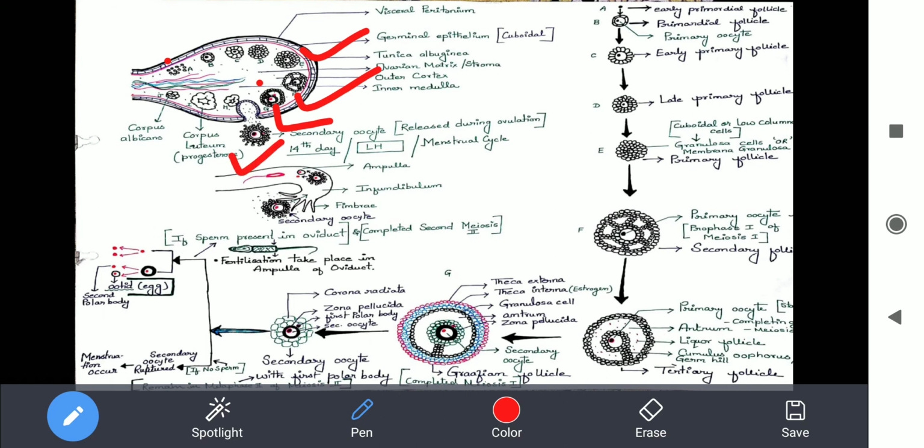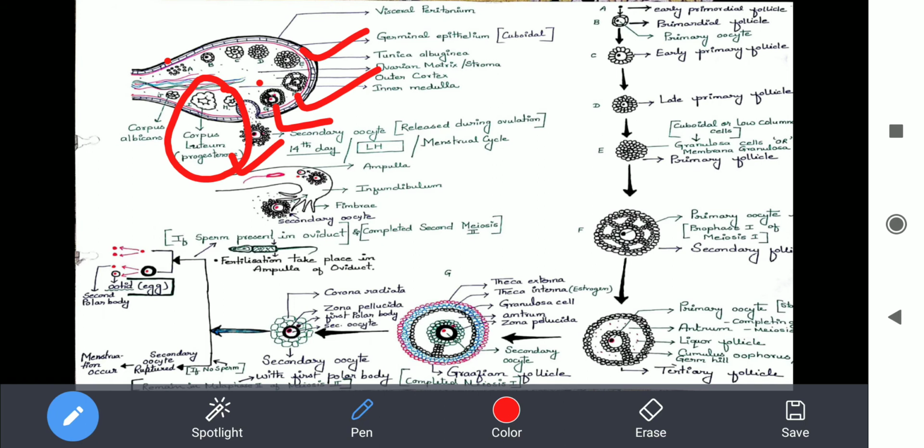After the ovulation, the remaining parts of the Graafian follicle will be converted into the corpus luteum, and this corpus luteum, in case of no fertilization, degenerates into a fibrous scar called the corpus albicans.